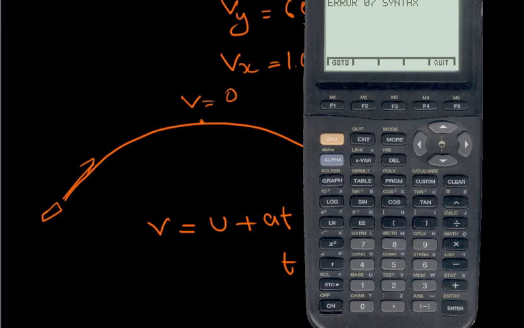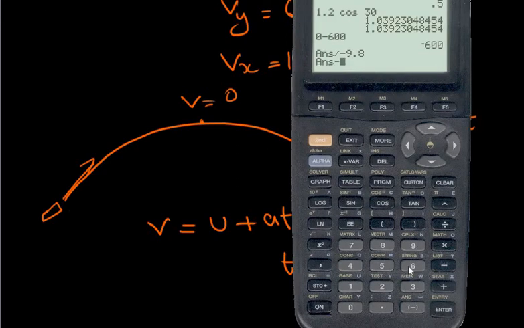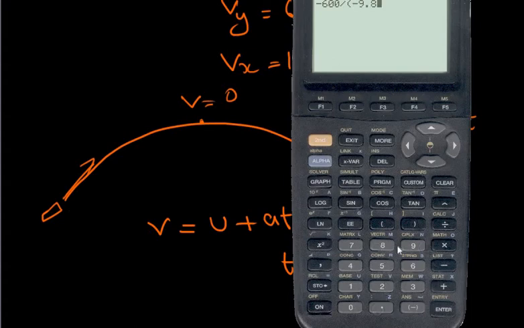Just a second. So let's do it one more time. Negative 600 divided by negative 9.8 meter per second squared. Why is this happening every time? Let's do it one more time, and I will check what's happening wrong.